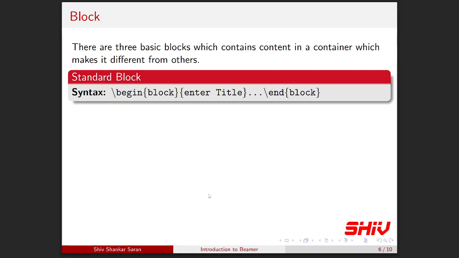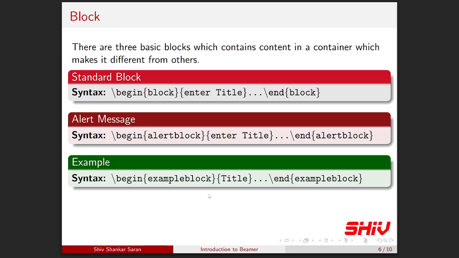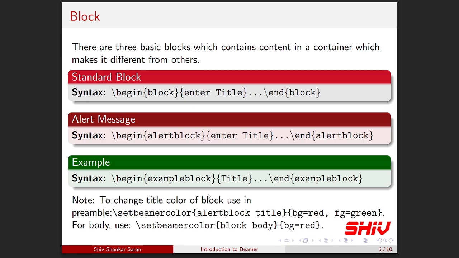Now the next is blocks. So we can create blocks like this. First one is the standard block. For this we have to use backslash begin block and end it with end block, and inside it we have to write our content, and we can also write our title inside curly braces, right? Next is the alert message. For creating an alert block, we can use alertblock instead of a simple block. For example, we can also use exampleblock.